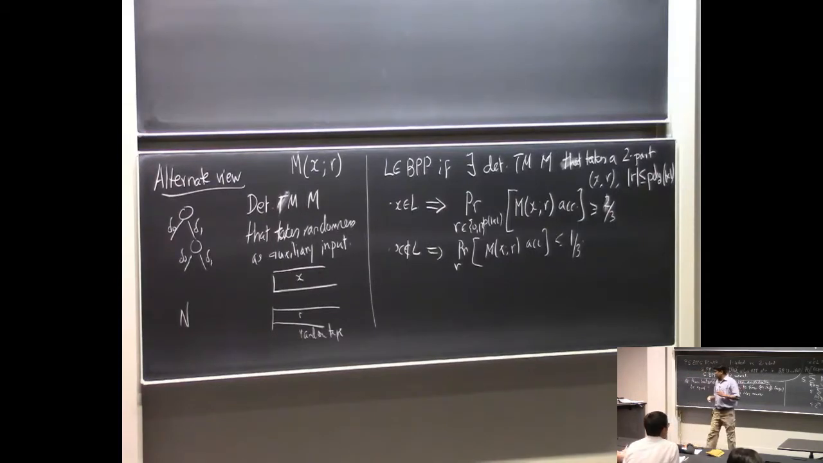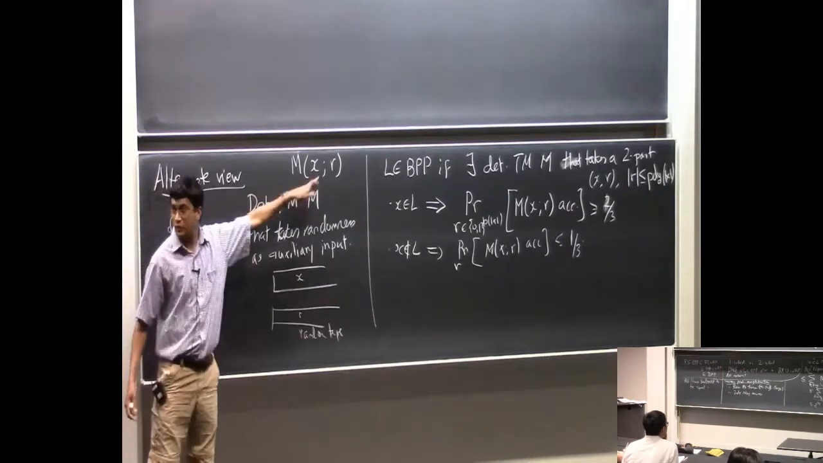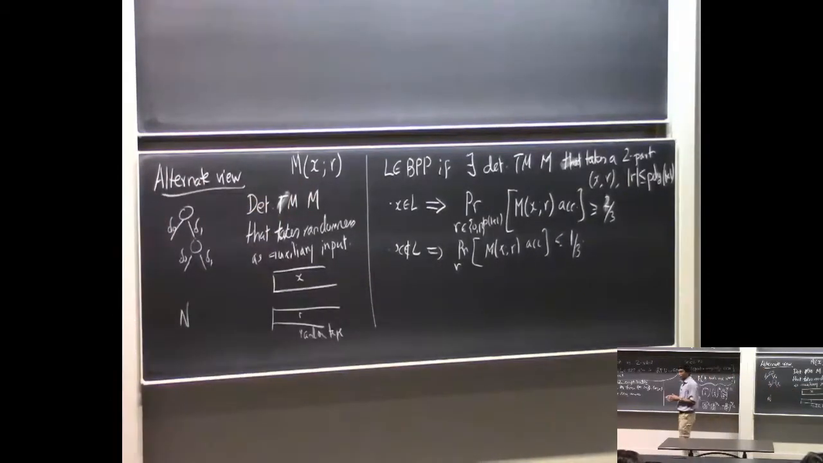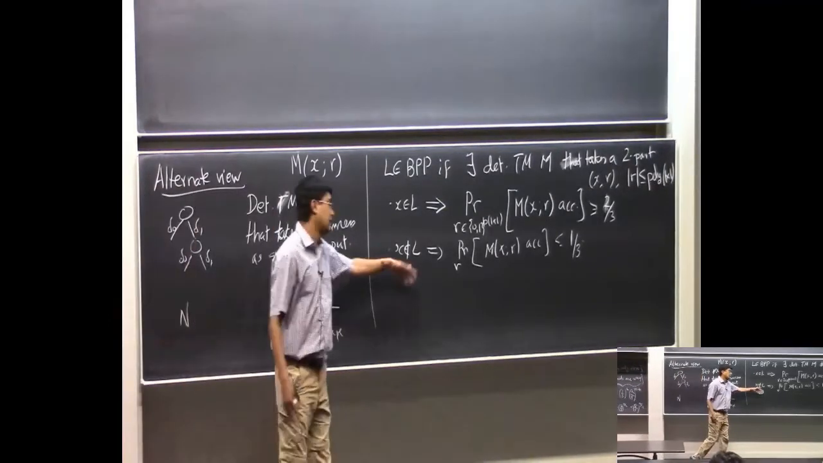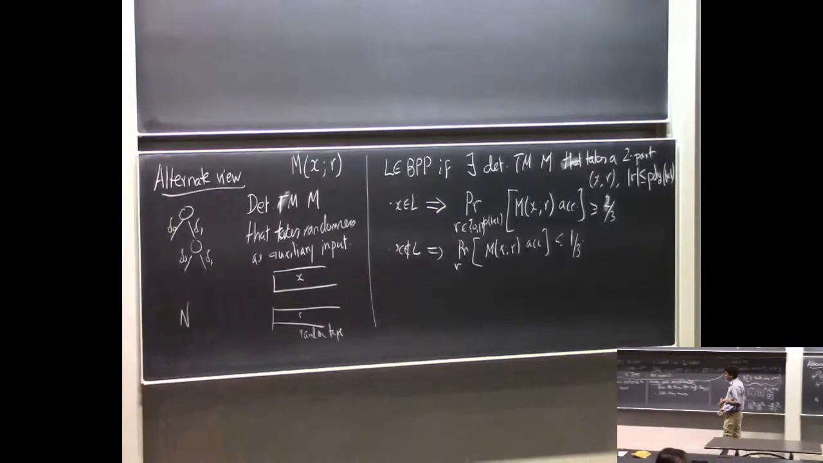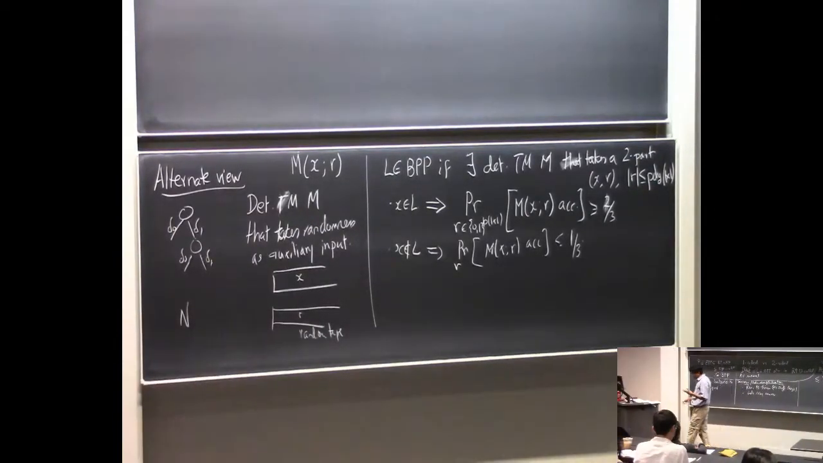So that's the alternate view, which I think is a little bit nicer to think about. The way the simulation works, the probability that N accepts a string over its coin tosses is exactly the probability that M accepts that same string over random r. We have just set it up like that. Somehow this view is a little nicer to reason about, so if you have to prove some things about BPP, and we're going to prove a couple of simple things right now, you can use that view.